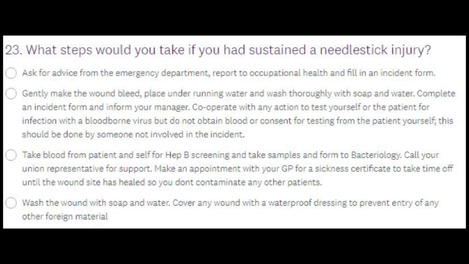So, the question was, what steps would you take if you had sustained a needle stick injury? Option B is the right choice. That is, gently make the wound bleed, place under running water and wash thoroughly with soap and water. Complete an incident form and inform your manager. Cooperate with any action to test yourself or the patient for infection with a blood-borne virus, but do not obtain blood or consent for testing from the patient yourself. This should be done by someone not involved in the incident. So that's the right choice.